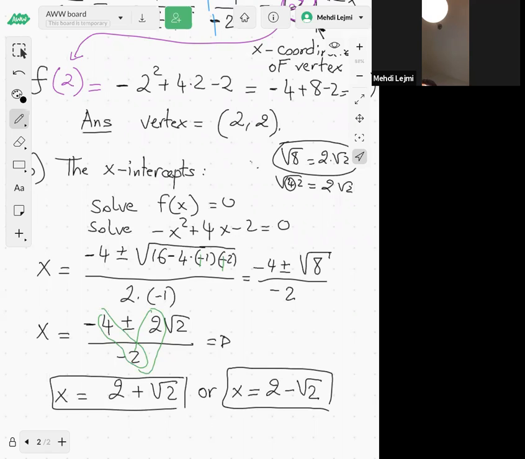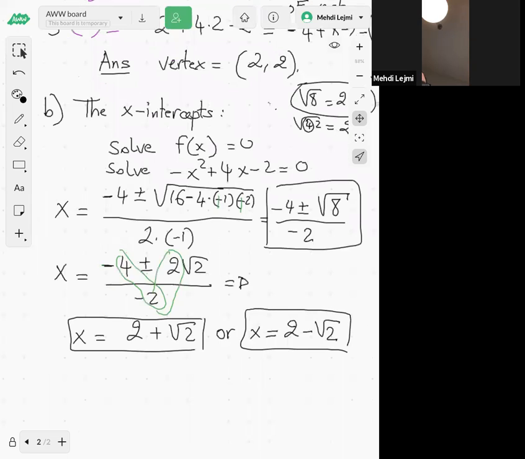You divide by 2. You divide the 4 by 2 and the 2 by 2, right? So 2 by 2, of course, it's just 1. 4 by 2, it's 2. Anyway, but as I said, you don't have to simplify. You can just keep it like this. So that's for my x-intercept.